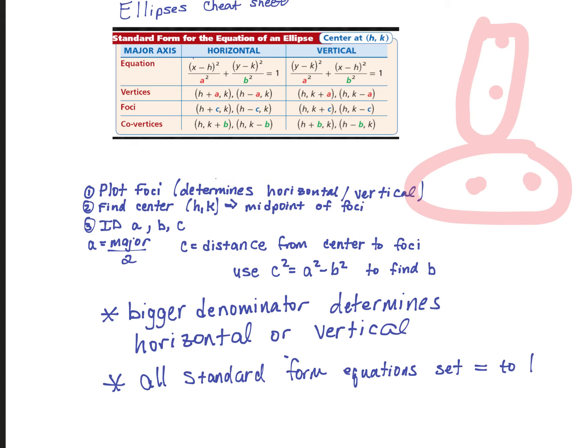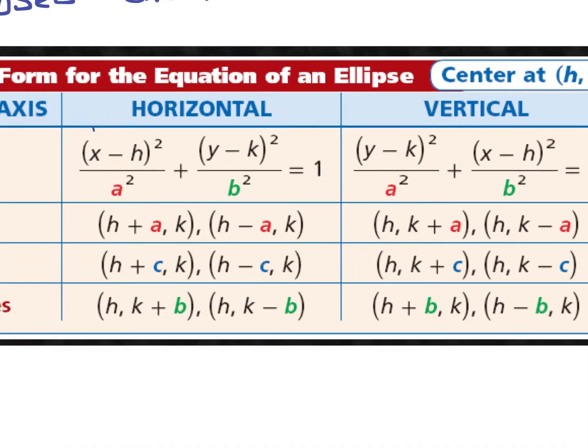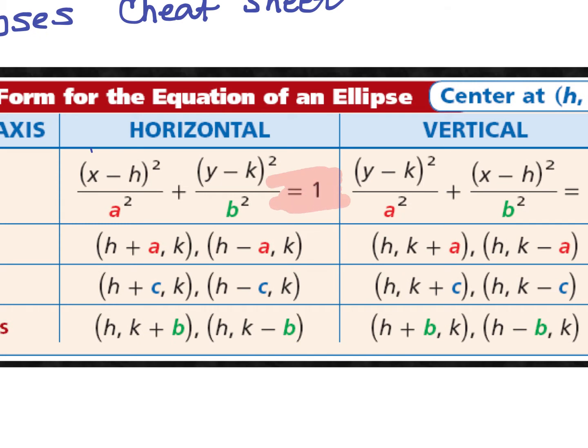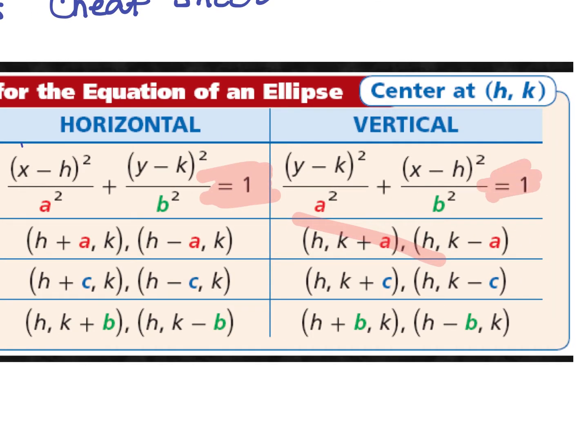Then we need to find the center. So the center is always going to be the midpoint of the foci. We have to find our A, B, and C. And then the bigger denominator determines whether it's horizontal or vertical. And all standard form equations are set to equal 1. So if we notice here, our equations always equal 1. So for ellipses, your equation always has to equal 1.